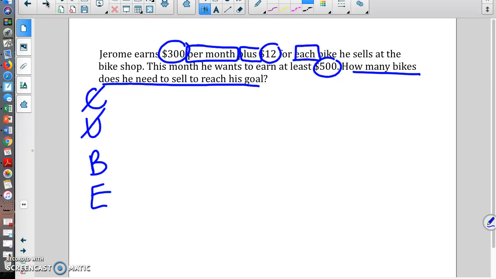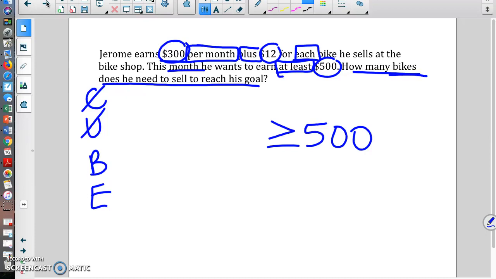So we really have to decide which one we are multiplying here, because the question is how many bikes does he need to sell? He earns $300 a month, and this month he's wanting to buy this bike. He needs to earn at least. At least means that much or more. So greater than or equal to 500. At least 500. He already earns $300 plus $12 for each bike he sells.